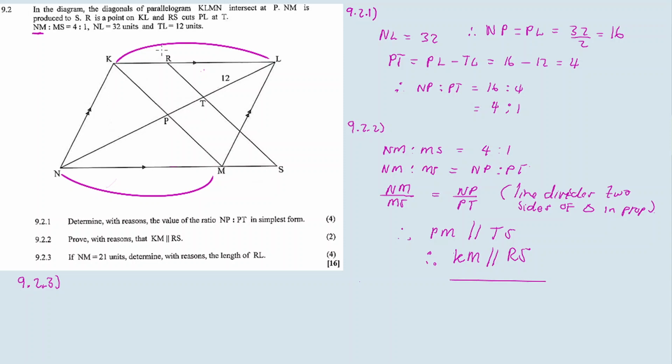In order to calculate RL, NM is 21 units. Calculate with reasons RL. NM is 21 units, and now it is RL, not KL. RL.